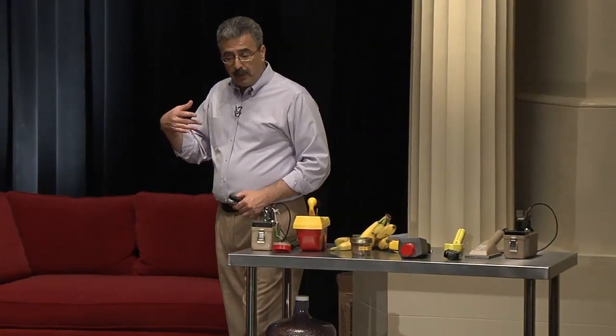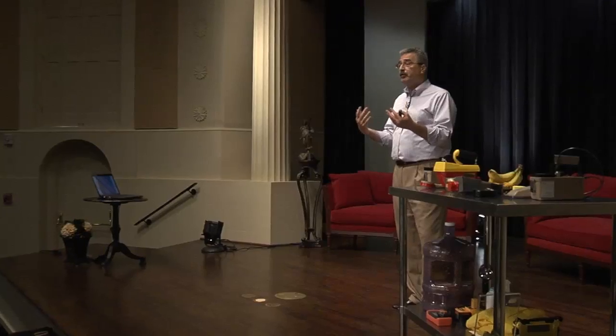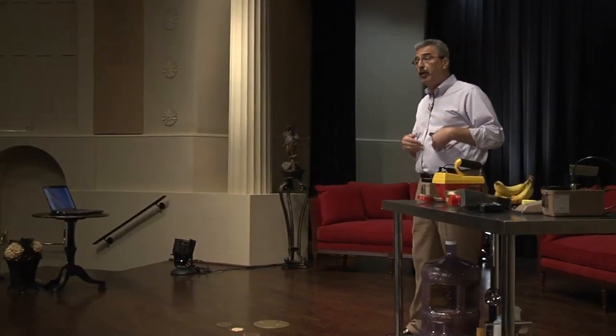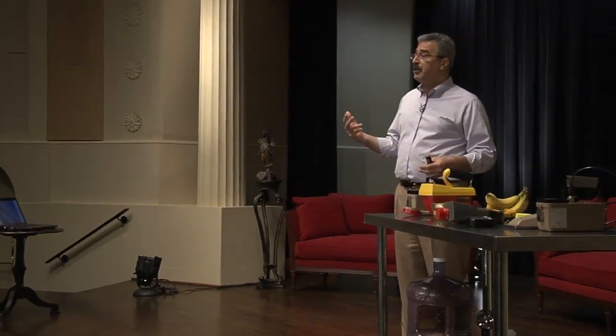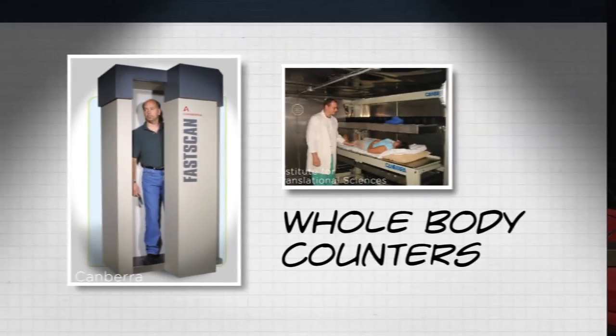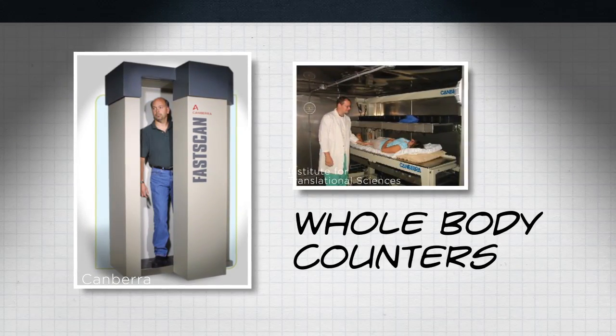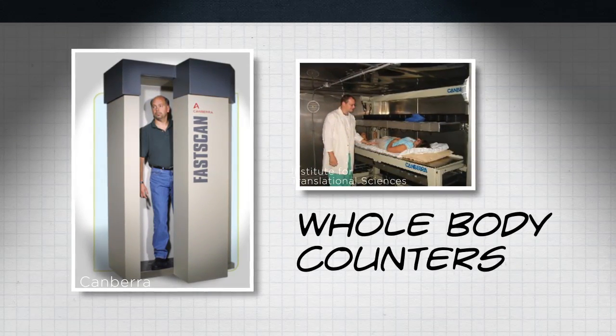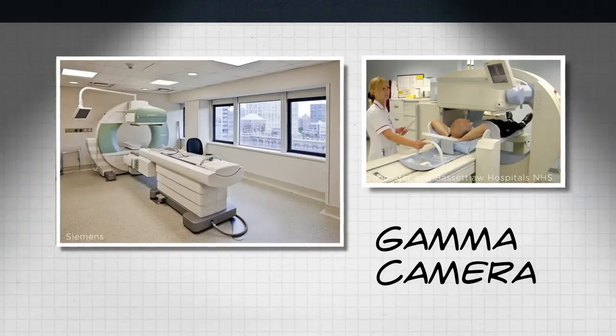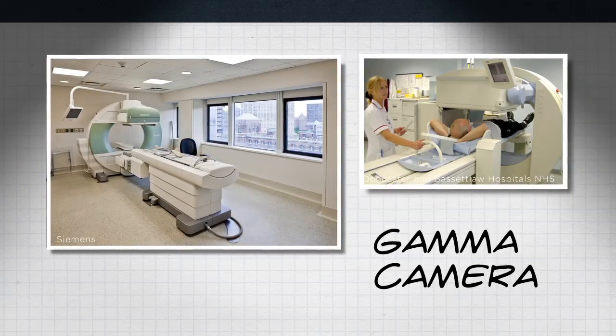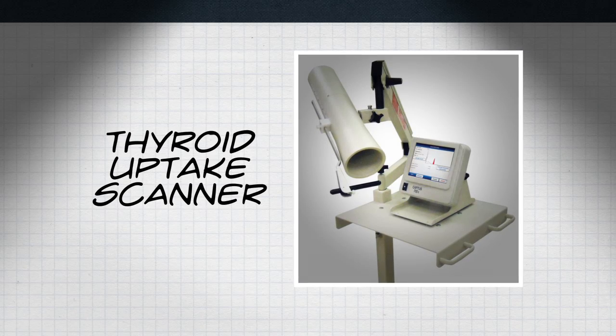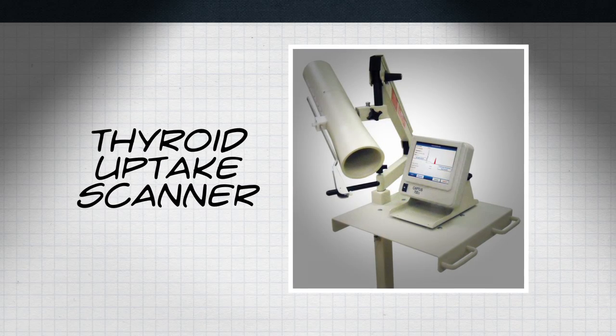There is also specialized instrumentation to measure the amount of activity inside a person. When a person has been contaminated and has internal contamination, these specialized instruments, called whole body counters, measure the activity inside a person. Hospitals also have instrumentation that they routinely use to monitor the amount of radioactive materials given to patients. And of course, we have laboratory equipment.